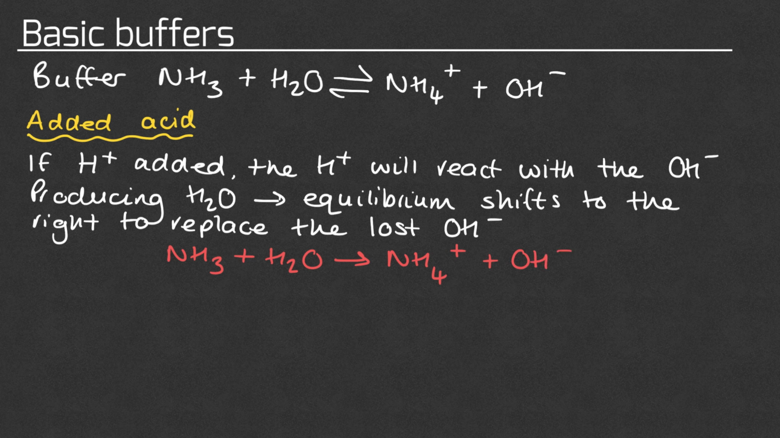When acid is added to a basic buffer, the H+ added will react with the OH-. This is going to form water. So this means the equilibrium is going to shift to the right because we're losing OH- from this solution. So if we decrease the amount of OH-, because it's reacted with the added acid, the equilibrium is going to shift to the right. So this reaction will happen. The NH3 we've got in the solution will react with the water to form the NH4+ and the OH-. So any H+ which has been added to the solution is effectively mopped up by the OH- and the pH won't change.